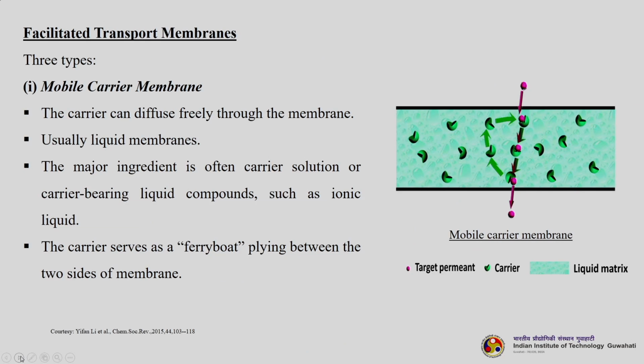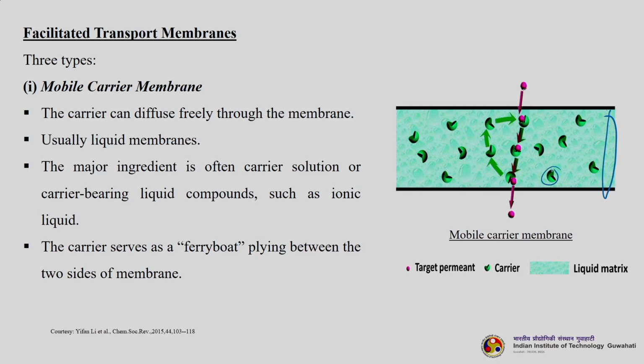Three types of facilitated transport membranes are available. The first one is the mobile carrier membrane. Here the carrier can diffuse freely through the membrane. You can see here how it actually looks like. This is the membrane, and this is the liquid matrix in the case of pores filled with liquids.